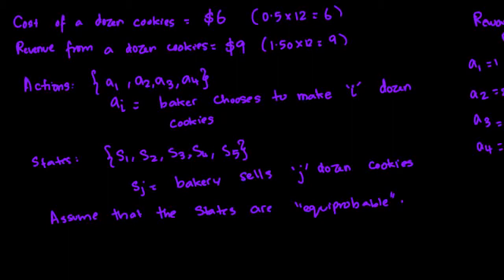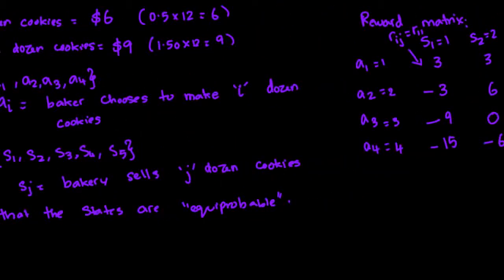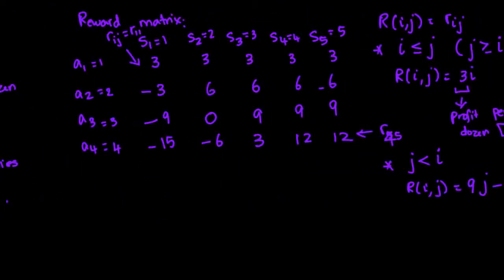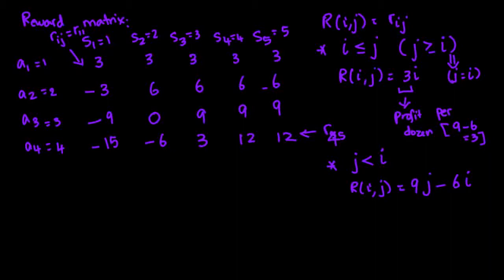So we found the cost of a dozen cookies is $6, and the revenue from a dozen cookies is $9. And they're all equiprobable. That is my assumption, that the states happen with the same probability. The objective is to choose the best action A1 through A4. And I showed in the other video how to find the reward matrix, and we completed the reward matrix, and this is what we have.